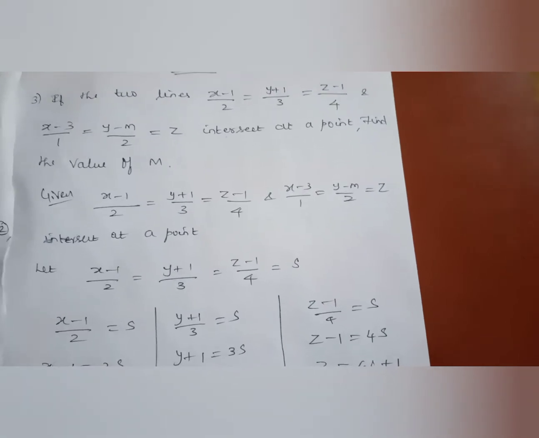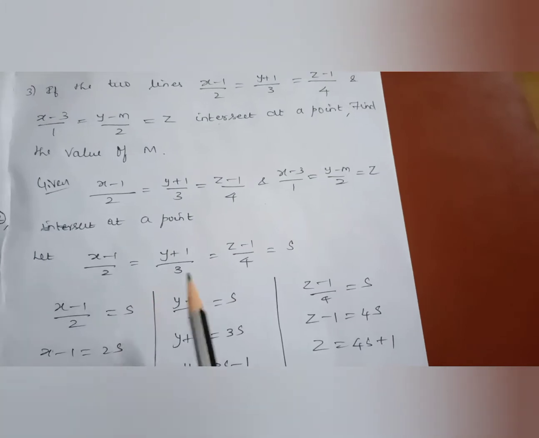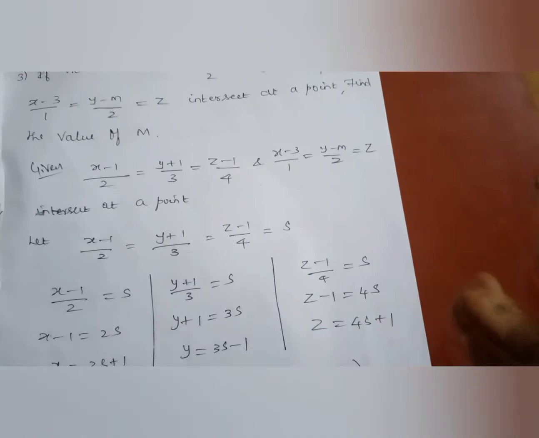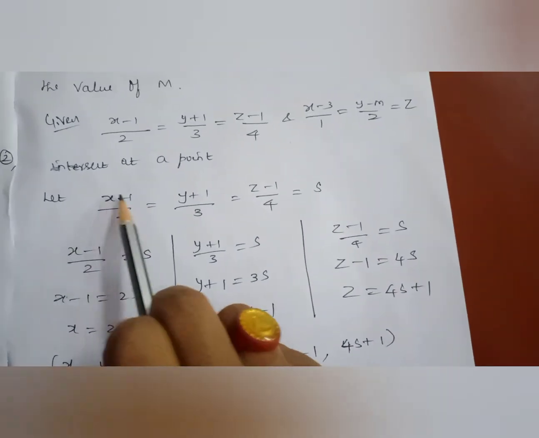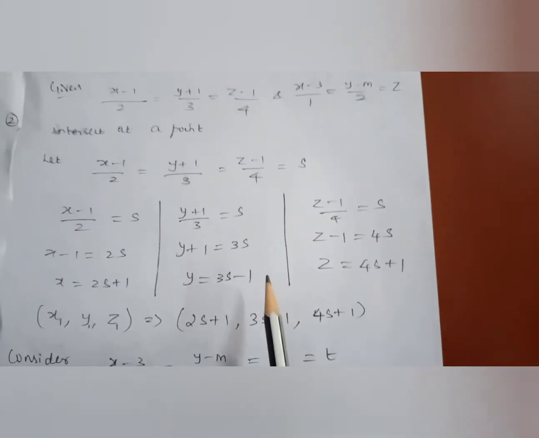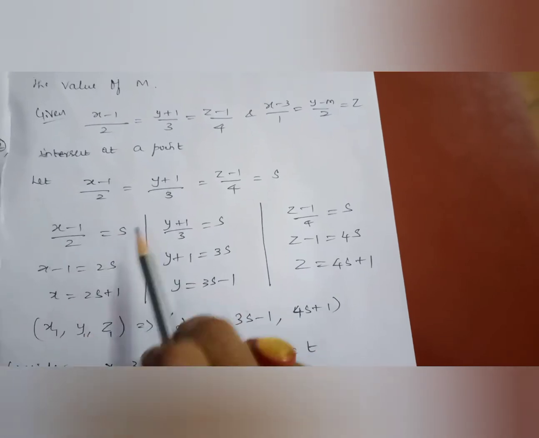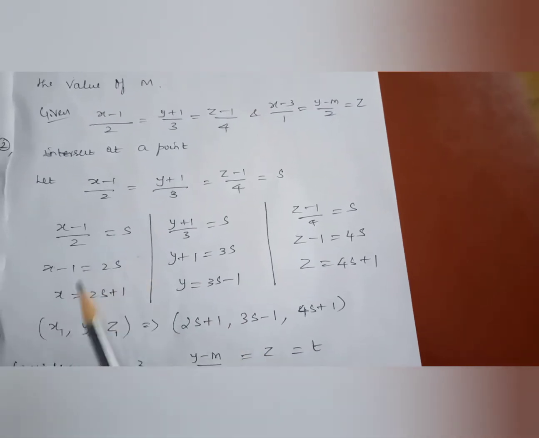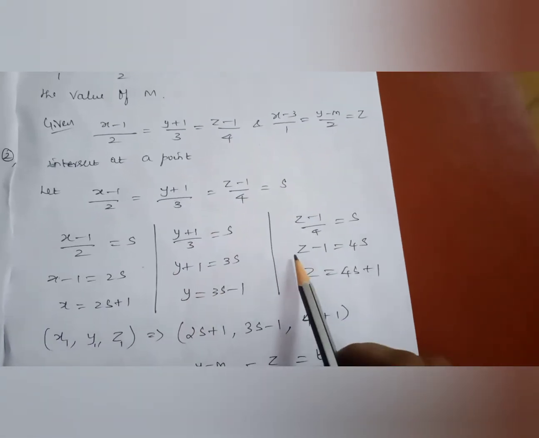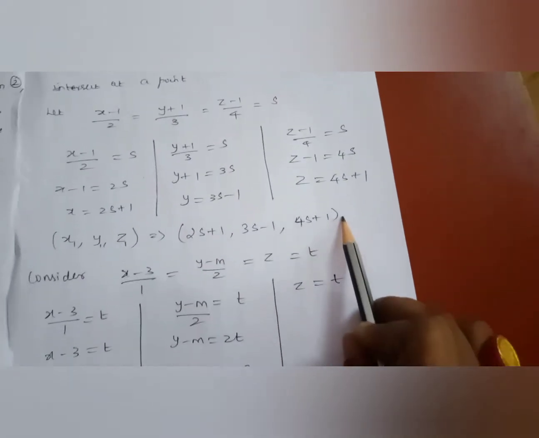We were asked to find the value of m. So this is a little different problem. We have both the lines' equations. What we are going to assume is, we will take the first line and equate it to some s. So I will equate individually, (x minus 1)/2 equal to s, (y plus 1)/3 equal to s, (z minus 1)/4 equal to s. Now x minus 1 is equal to 2s, y plus 1 is equal to 3s, z minus 1 is equal to 4s. Now I am getting the point as 2s plus 1, 3s minus 1, 4s plus 1.